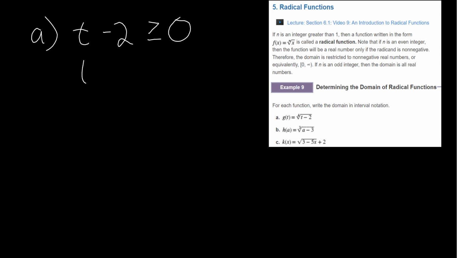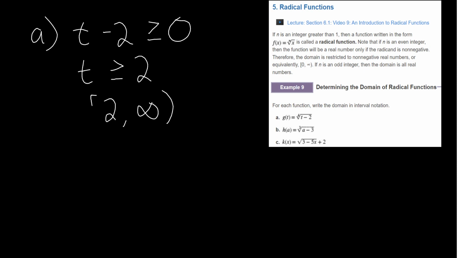And then if we solve, we say t is greater than or equal to 2. And therefore, my domain here is going to be from 2 to infinity. So what did I just do here? Well, 2, and then it's actually a bracket. Sorry about that.